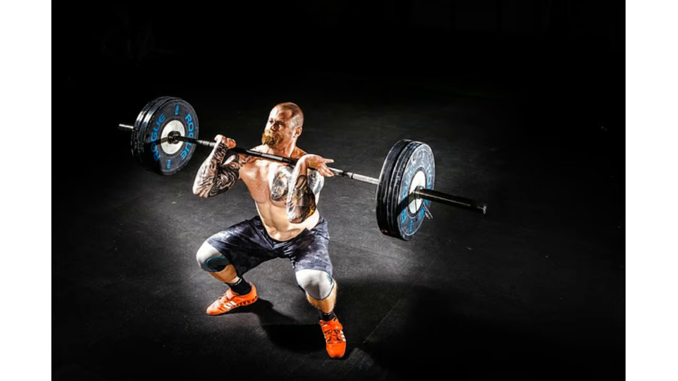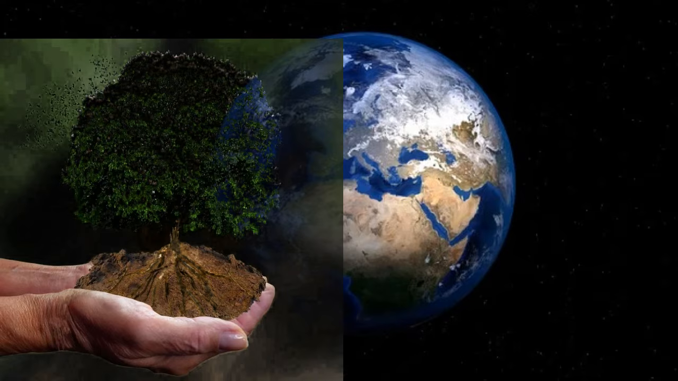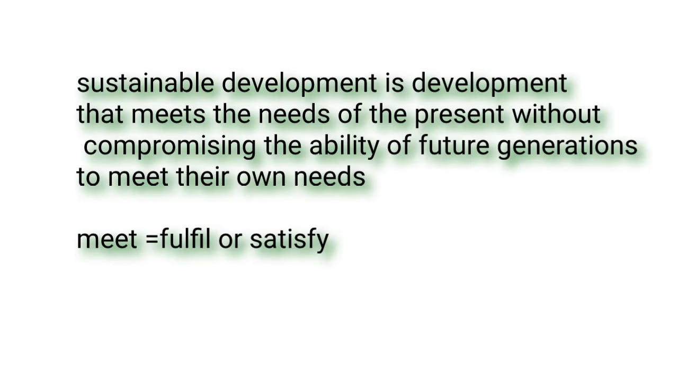So the environment has been damaged badly in the name of development. And then what is sustainable development? Okay, let's see what sustainable development is. The definition: sustainable development is development that meets the needs of the present without compromising the ability of future generations to meet their own needs.